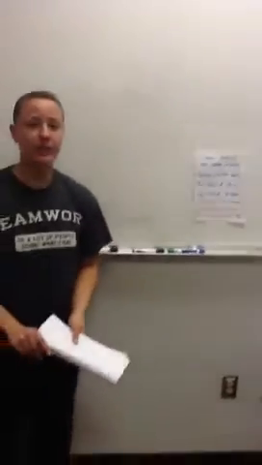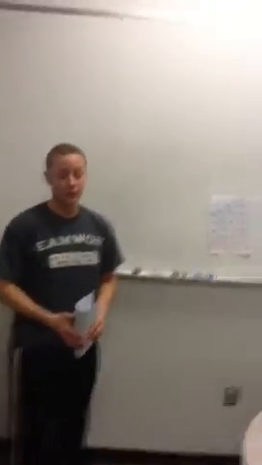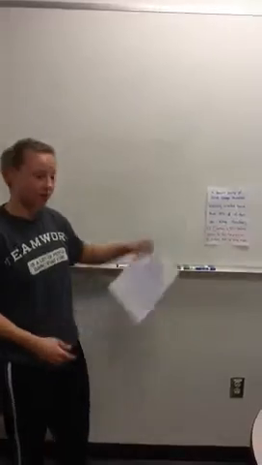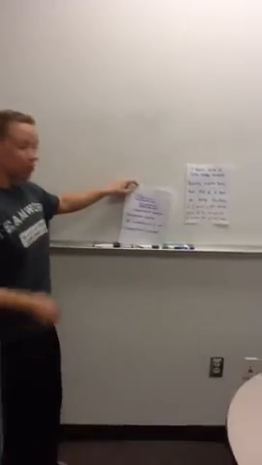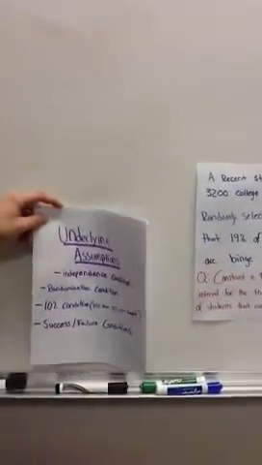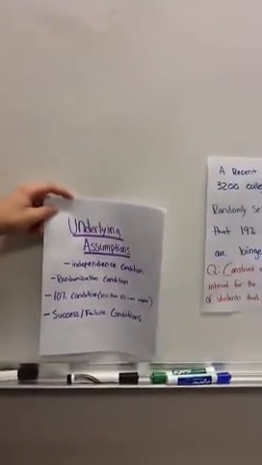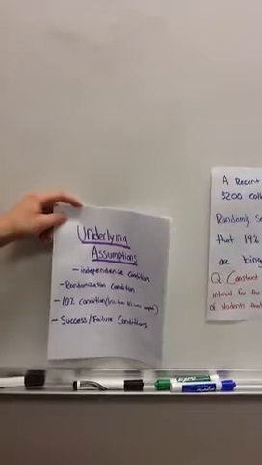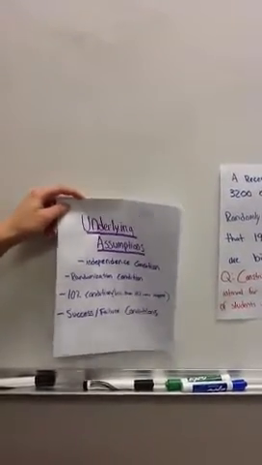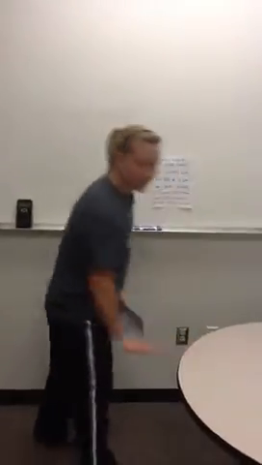Okay. So the first thing you need to look at before you get started on trying to find the confidence interval is the underlying assumptions. These are all going to have to be met before you go ahead and try to do your confidence interval. So you need to see if the independence condition, the randomization condition, the 10% condition, and the success-failure conditions are met.